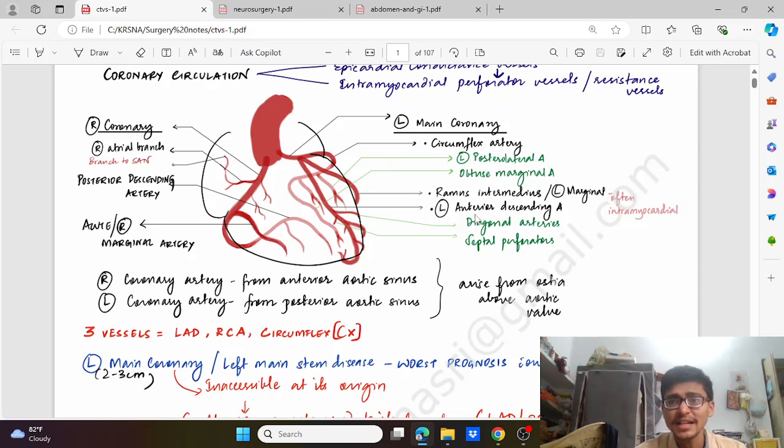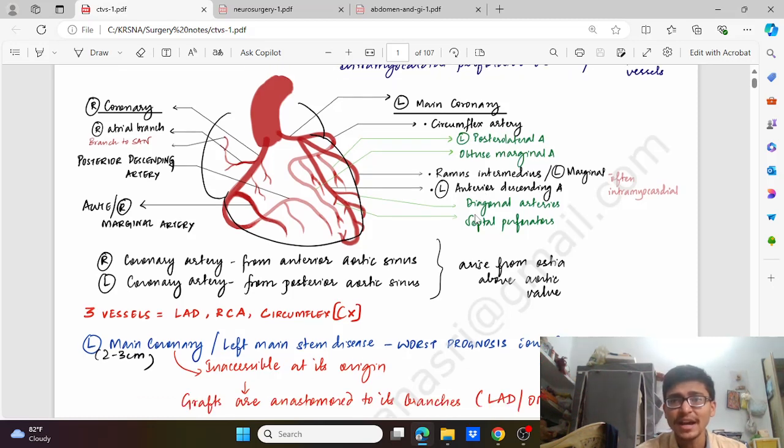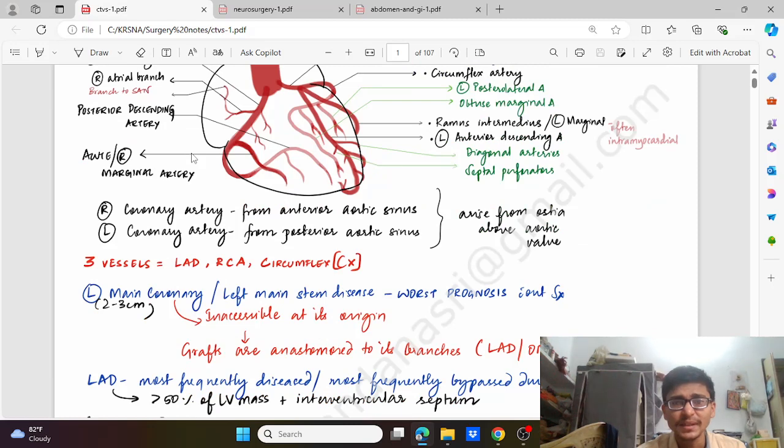Then we have the left marginal and left anterior descending, and then some smaller branches. An important point is that the branch to the SA node is through the right atrial branch. The right coronary artery is from the right aortic sinus, and the left coronary artery is from the left aortic sinus. These aortic sinuses are just above the aortic valve, and the ostia arise above the aortic valve.